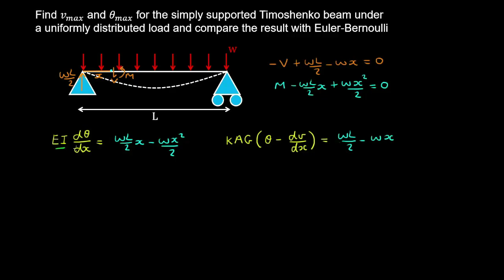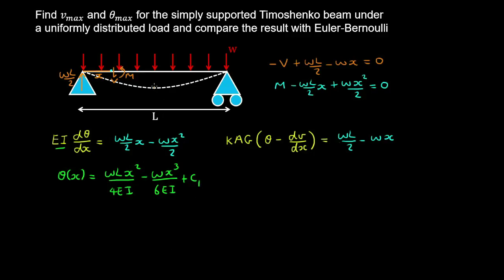Now dividing through by EI and integrating this equation, we get wLx squared on 4EI minus wx cubed on 6EI plus a constant of integration.